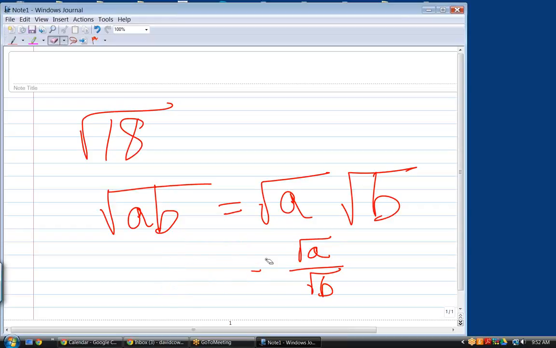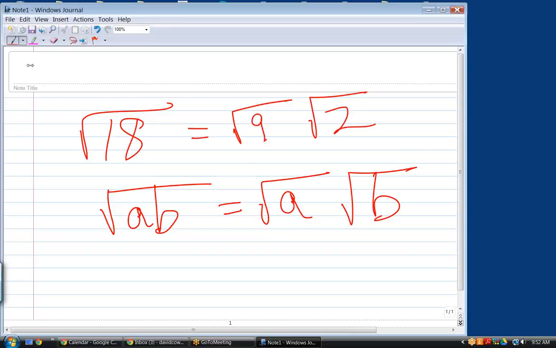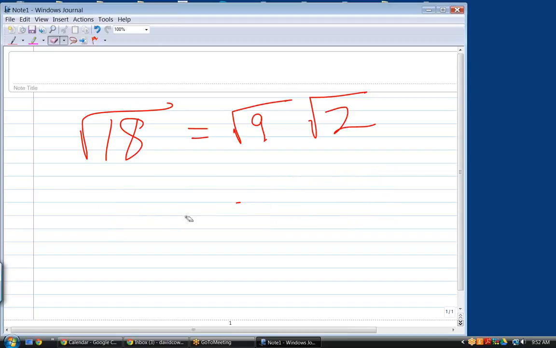Okay. Well, let's leave that one on the table. And if I take this and want to break it up, I need factors of 18. Well, I also need one of those factors to be a perfect square number. So, yeah, and then I can now say that the square root of 9 is 3. So, square root of 18 simplifies to 3 square root of 2.